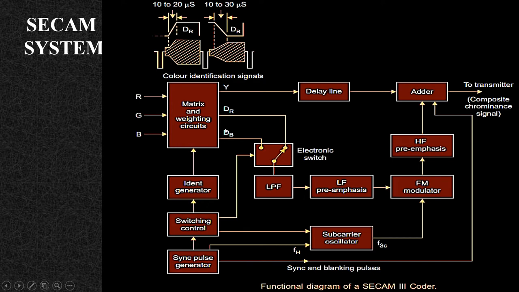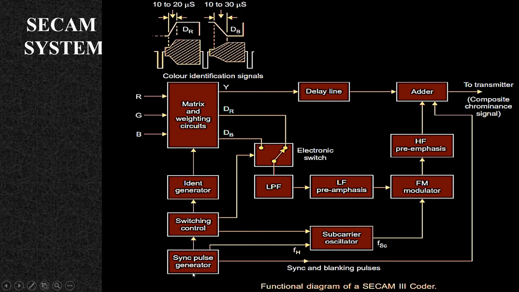As we are going for frequency modulation, we are using pre-emphasis because it needs to increase the modulation index to have better noise immunity. So you can see here a low frequency pre-emphasis, a high frequency pre-emphasis, and then it is given to the adder. Now you can see from this particular sync pulse generator, the switching controls are taken out because you need to switch the frequency. It is given to the matrix and weighing circuit.